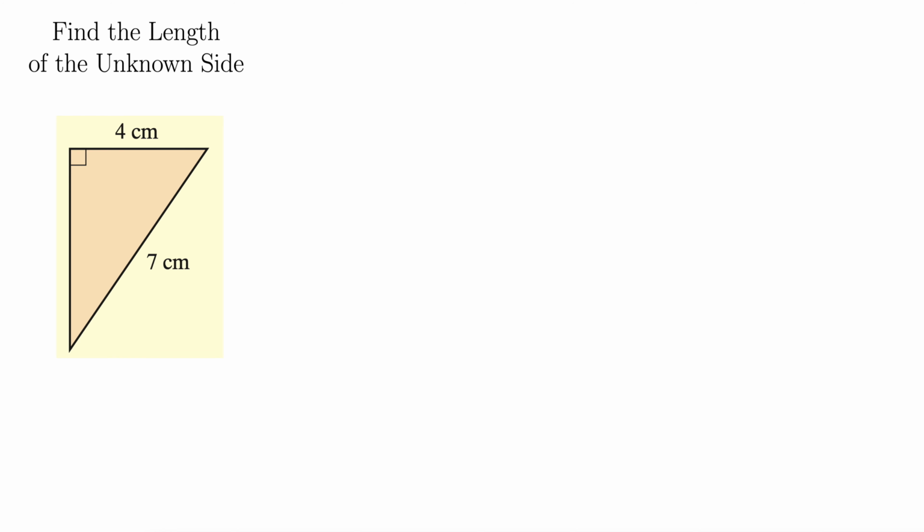This example asks us to find the length of the unknown side, and we have a right triangle with one of the legs being 4 centimeters and the hypotenuse being 7 centimeters, but we are missing the length of the other leg. I'm going to call that x. Anytime you see a right triangle, especially when it's asking about the length of a side, one theorem should jump right out: the Pythagorean theorem.